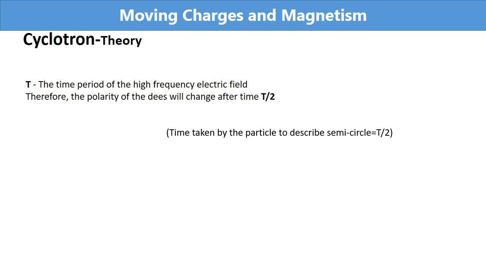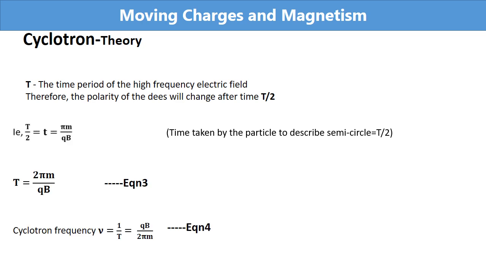2. In equation 2, we got the expression for time taken by the particle to complete a semicircle inside the D. So we can write T by 2 is equal to t. And the equation will be like this. Rearranging this equation, we are getting the expression for time period in equation 3. And we know frequency is the reciprocal of time period. So we can write the expression for cyclotron frequency like this. That is, equation 4 represents the expression of cyclotron frequency.